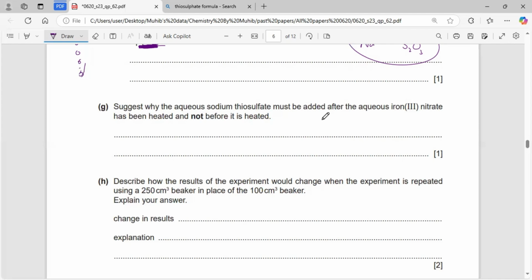To check the temperature change, right? In the first experiment, we are using cold iron nitrate. In the second experiment, we are checking what will happen if we add sodium thiosulfate to a little bit hotter iron nitrate. In the third experiment, we are going to check, for example, what will happen if we heat the iron nitrate a little bit more before adding the sodium thiosulfate.